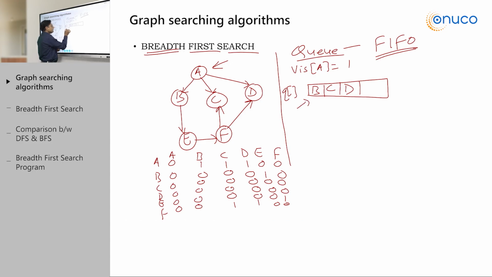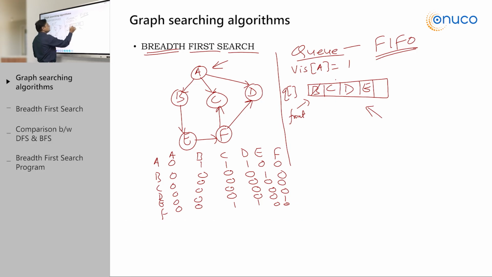From this end we delete the element, it is called the front, and from this side we insert the element. So let us see that. B to E there is an edge. So we insert E and hence B is deleted. Now once B is deleted, which is the next node to be deleted? C. Before deleting it, we check whether there is any path from C to other vertices. No, we don't have it, right?